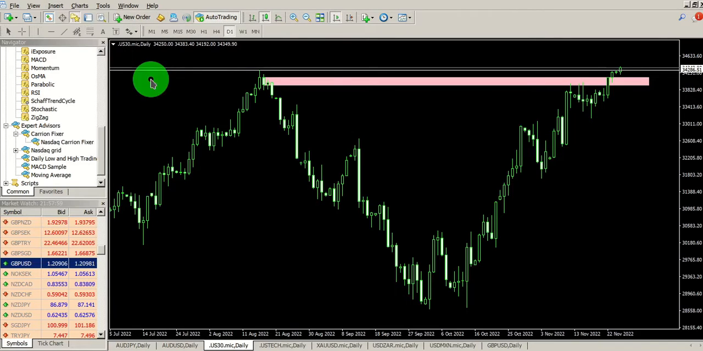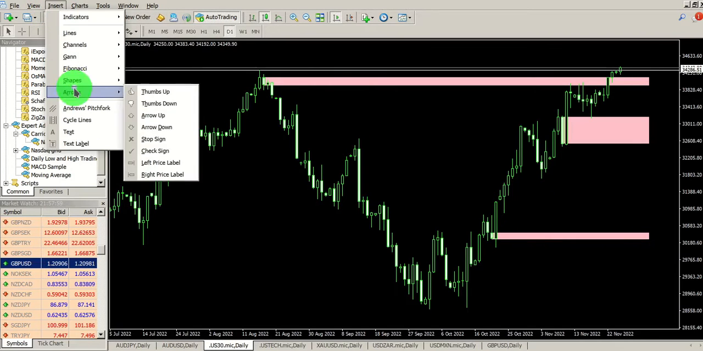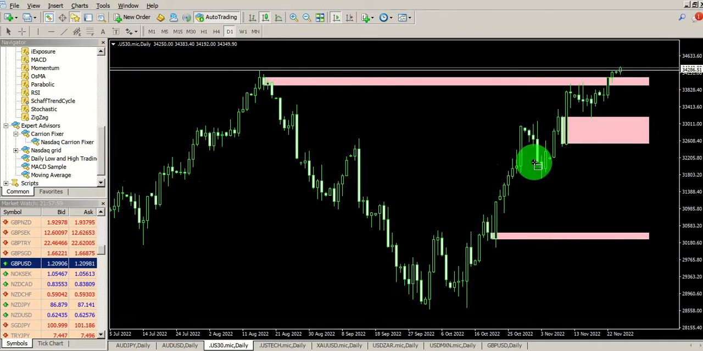Okay, let me just see if I can find something for the buy. Okay, I have this order block right there, and what else do I have? Maybe this one, and what else? I think this one. So yeah, that's USDT for you guys.